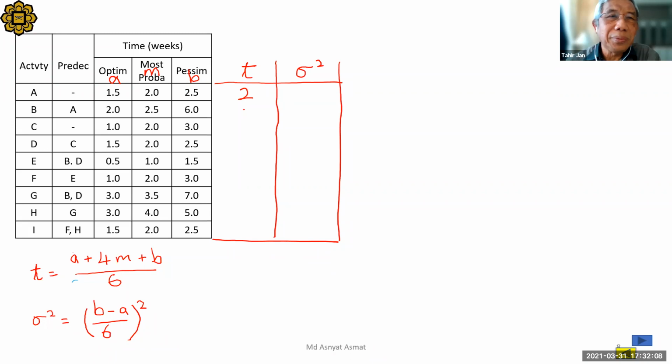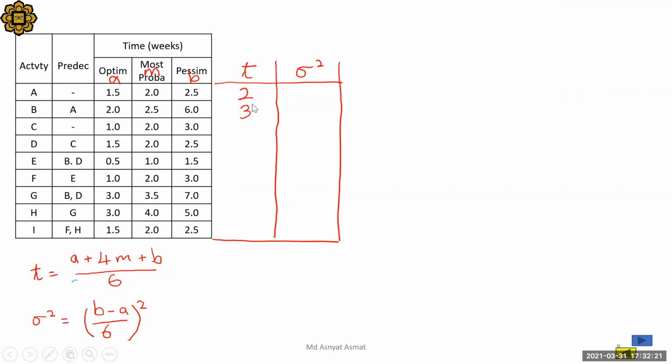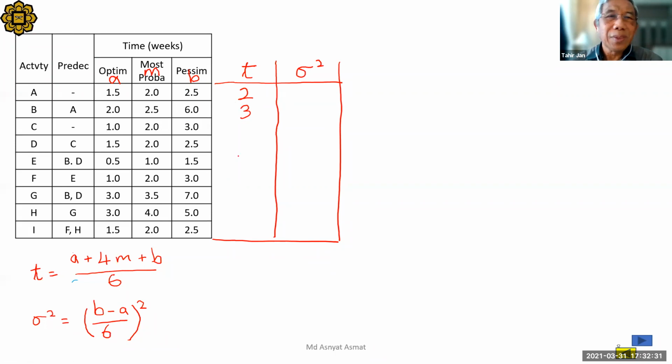Then the second one, 3. Is it close enough to M? 3 is quite close to 2.5. So we are right. If you have numbers far out, then in the exam, you know that you have to check. And then the next one? 2.